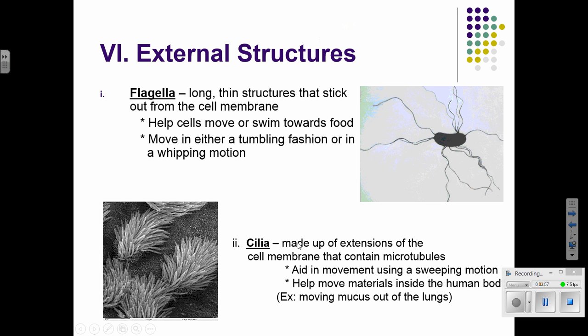For external structures of a cell, we have the flagella, which is a long, thin structure coming off of the cell membrane. That's the picture to the right here. Basically, it can help a cell move or tumble forward to catch food or to move to another part of the body. There is only one human cell that has a flagella, and that's the human sperm.